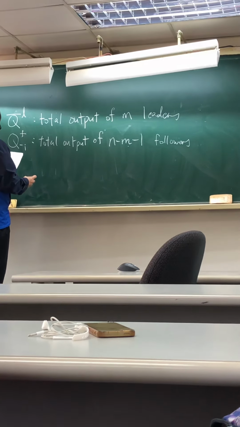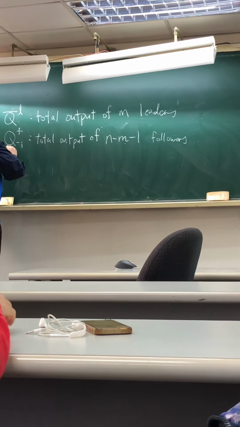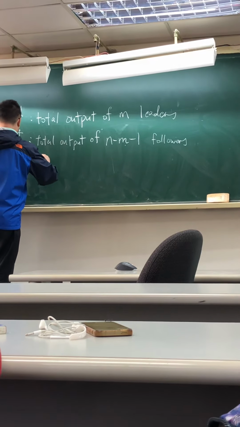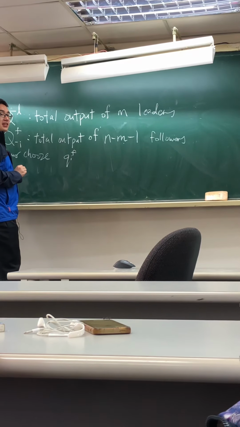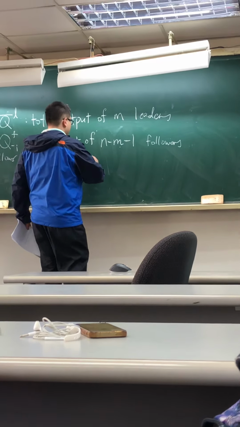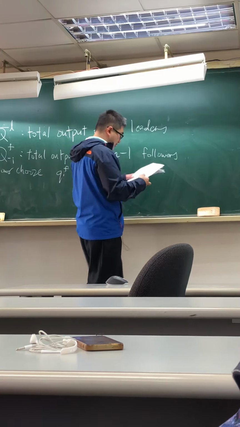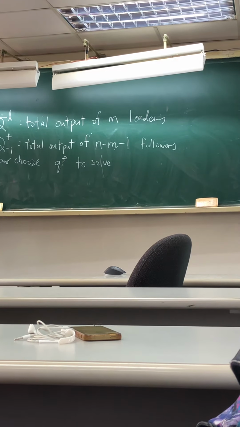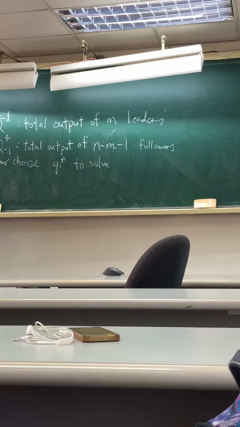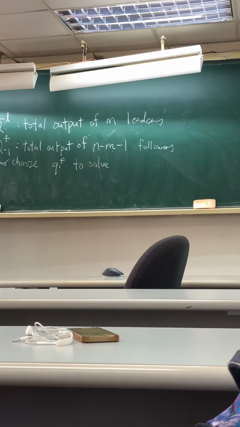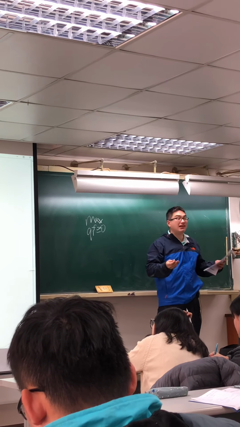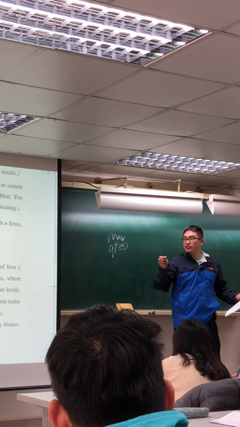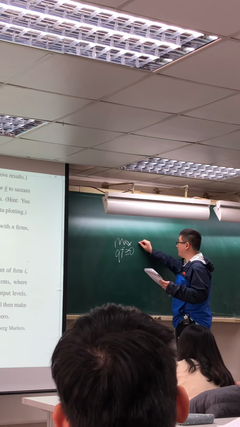Then the follower will choose QIF, which is the follower's individual output, to solve its own profit maximization problem, which I will just solve part A for you, as a courtesy, which is to choose QIF. Now we have the weak inequality because we allow the possibility that output is 0. So we have QIF is greater than or equal to 0.